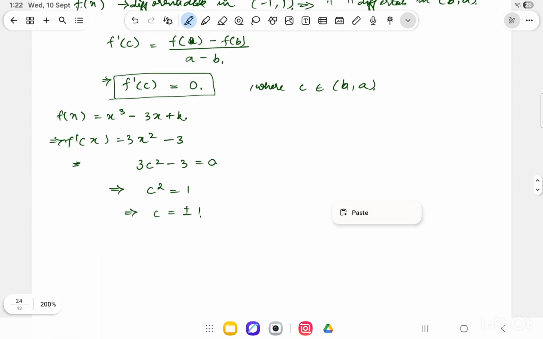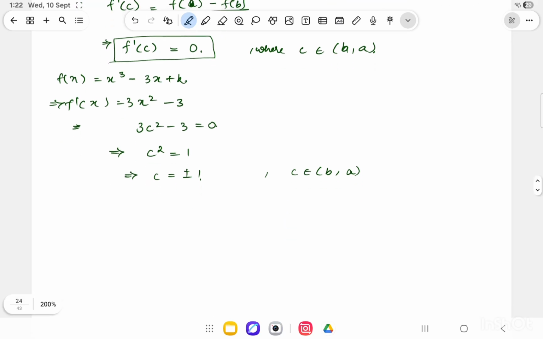But this gives us a contradiction because we have assumed that c lies between the open interval b comma a. Even if I take my distinct roots as 1 comma minus 1, then also my c doesn't belong to the open interval 1 comma minus 1. So from here I can see that c, that is plus minus 1, doesn't belong to the open interval b comma a.